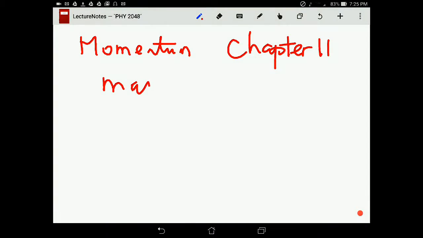In this video, I'm going to discuss momentum, which is discussed in your textbook in chapter 11. So I'm going to make some brief remarks in this video, and the details I'll let you read the textbook for that. So in a few words, momentum is the combination of mass times velocity. It's a product of those two.